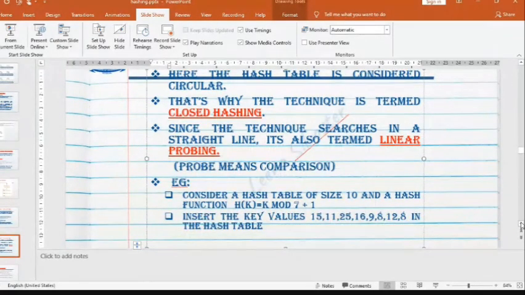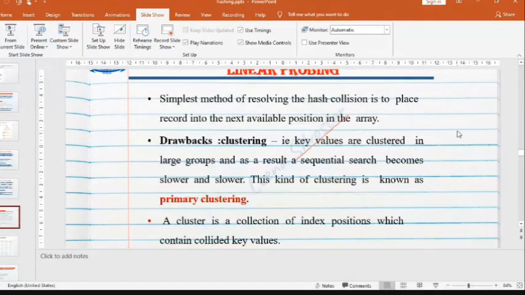Consider one example. Consider a hash table of size 10 and a hash function defined as h(k) = k mod 7 plus 1. Assume that the key values are inserted in the following order: 15, 11, 25, 16, 9, 8, 12, 8. The order is very important. If you are given some keys, you have to insert them in the same order only. You can't change the order. You can't first take 8, 12 like that. You have to take 15 first in the hash table. Otherwise, you will get a different answer.